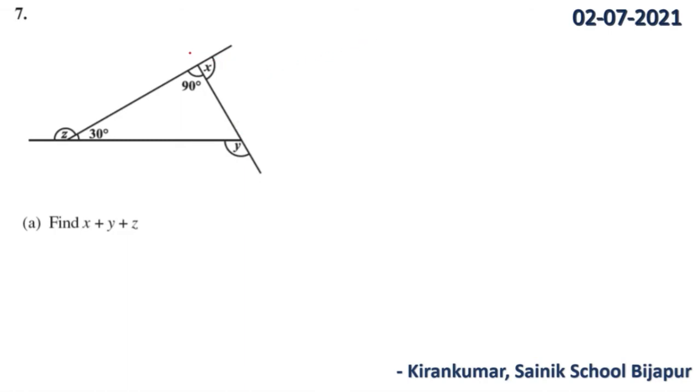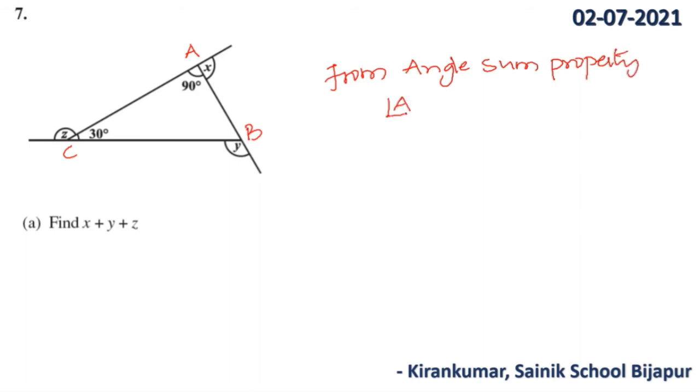For doing so, I'll mention the given figure with the letters A, B, C. From angle sum property, angle A plus angle B plus angle C is 180 degrees. I can find angle B, which is 180 degrees minus the sum of 90 and 30. This will be 60 degrees.